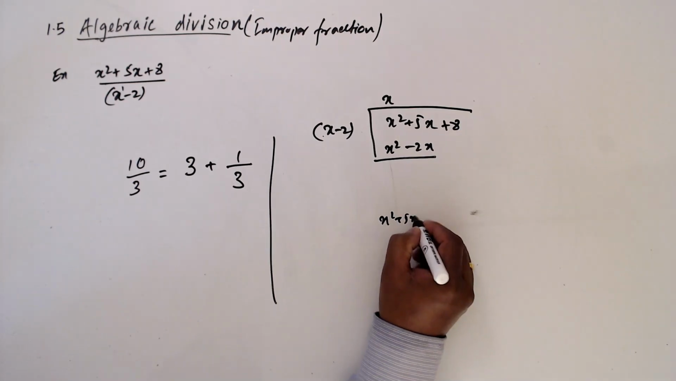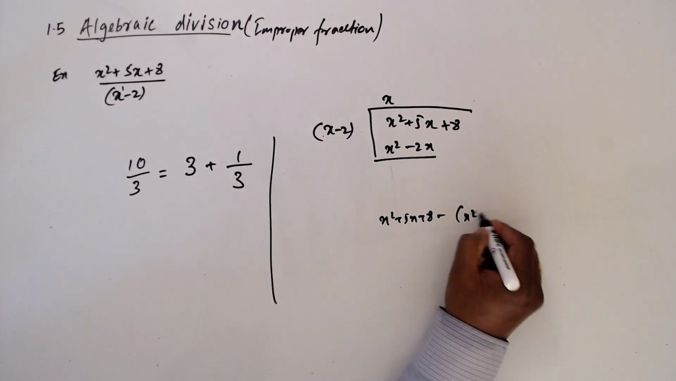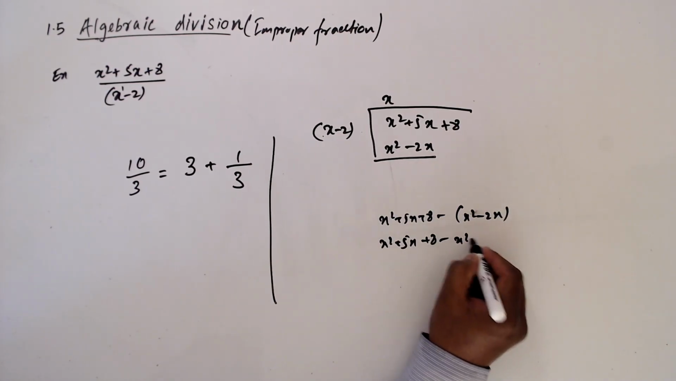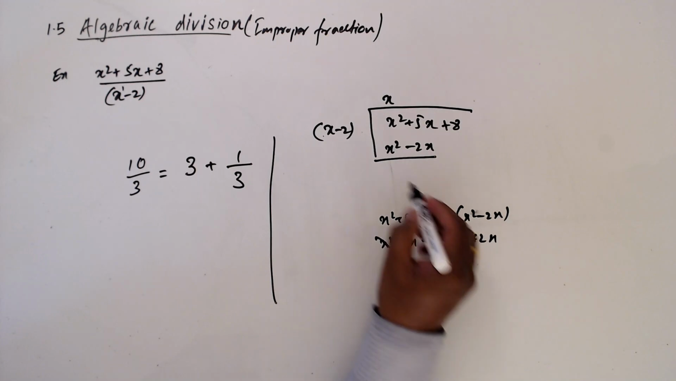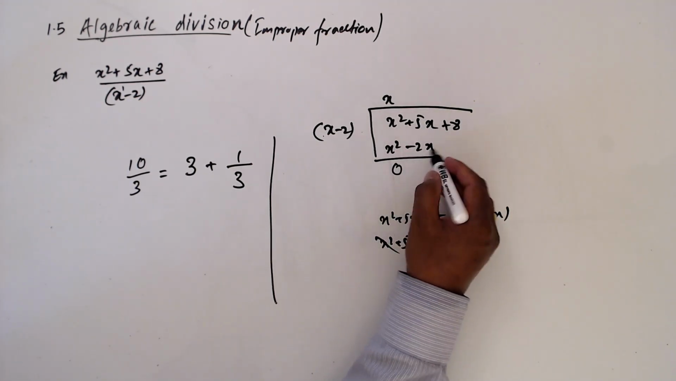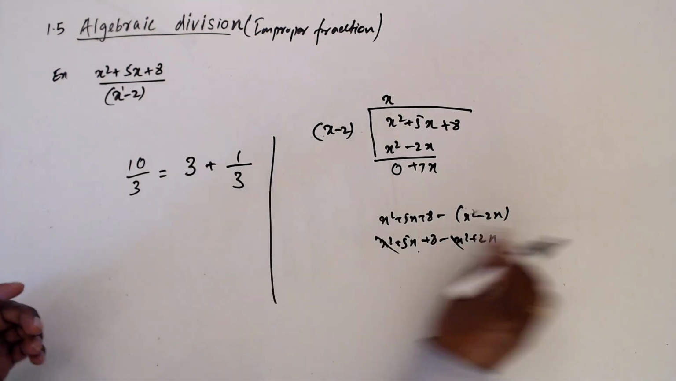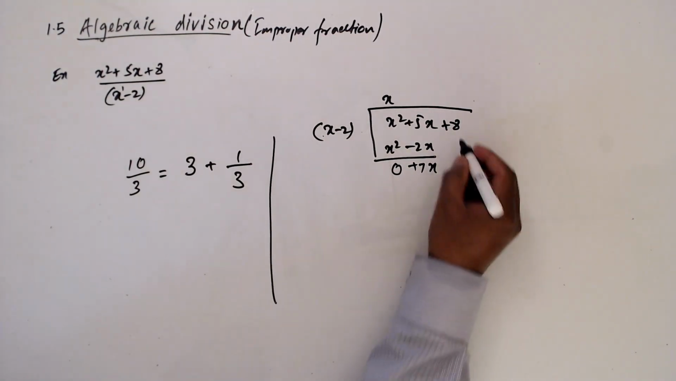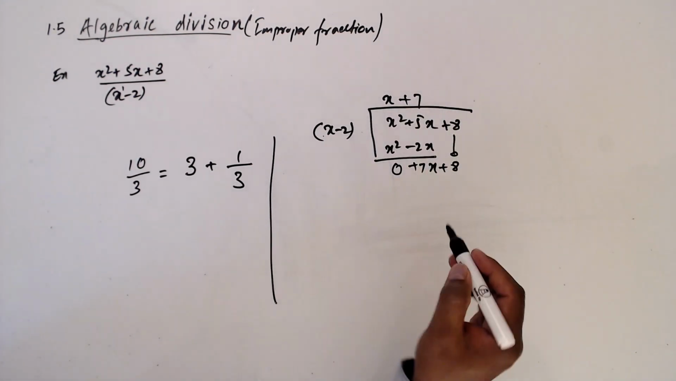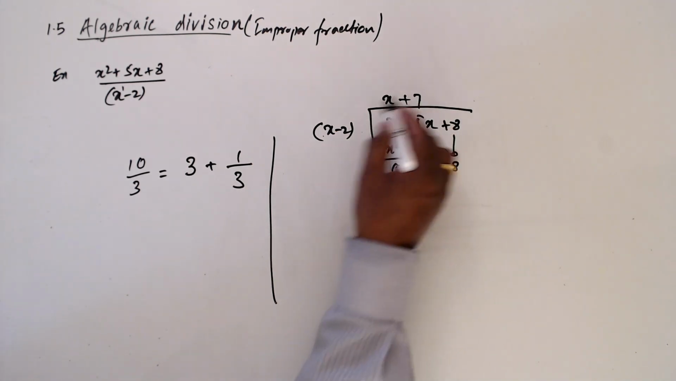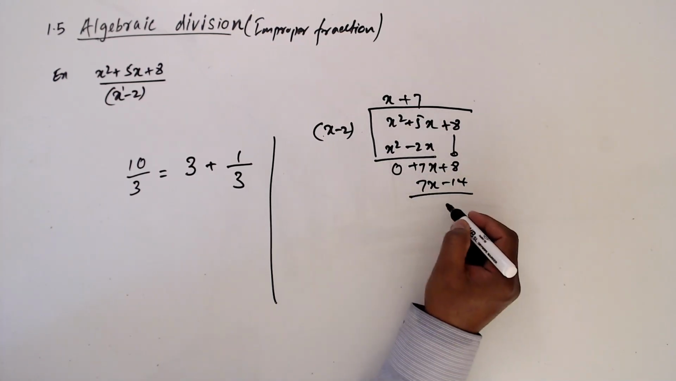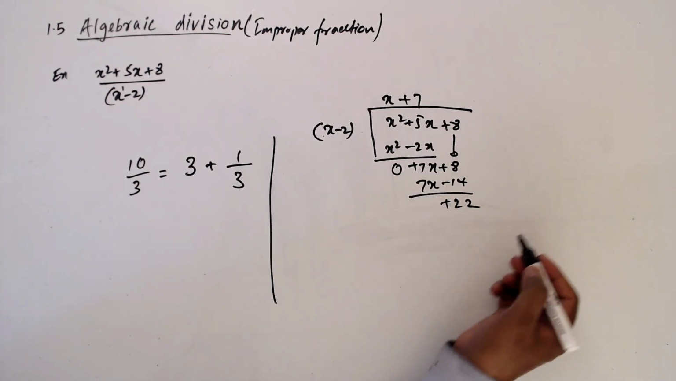X square plus 5x plus 8 minus x square minus 2x. So x square plus 5x plus 8 minus x square plus 2x. This cancels out. Likewise, this cancels out. This will make 5x minus minus 2x, that is 7x. And I'll bring this 8 down. Now I want to make 7x, so this is 7x minus 14. So when I subtract this one, this is going to be plus 22.